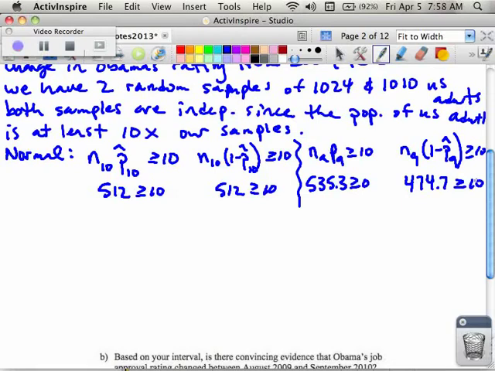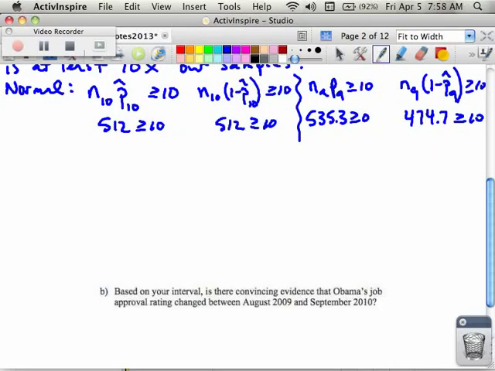So when you're checking for normality, the big idea, which is a little bit different than what we did before, is now you have to do it twice, one for each sample. Otherwise, no big deal. This is the part where we actually do some math.